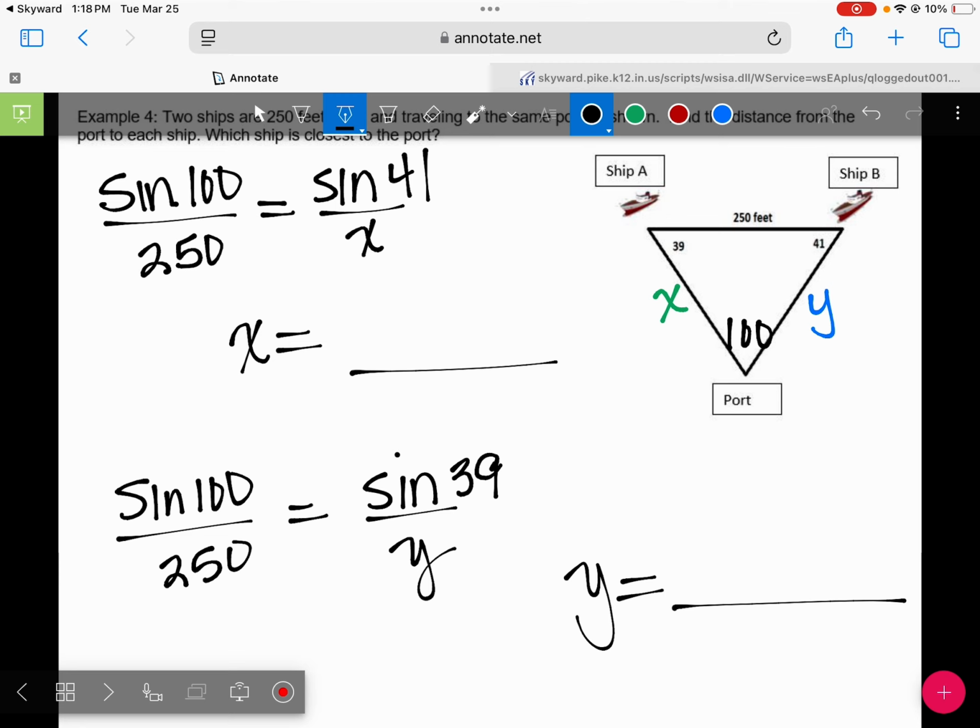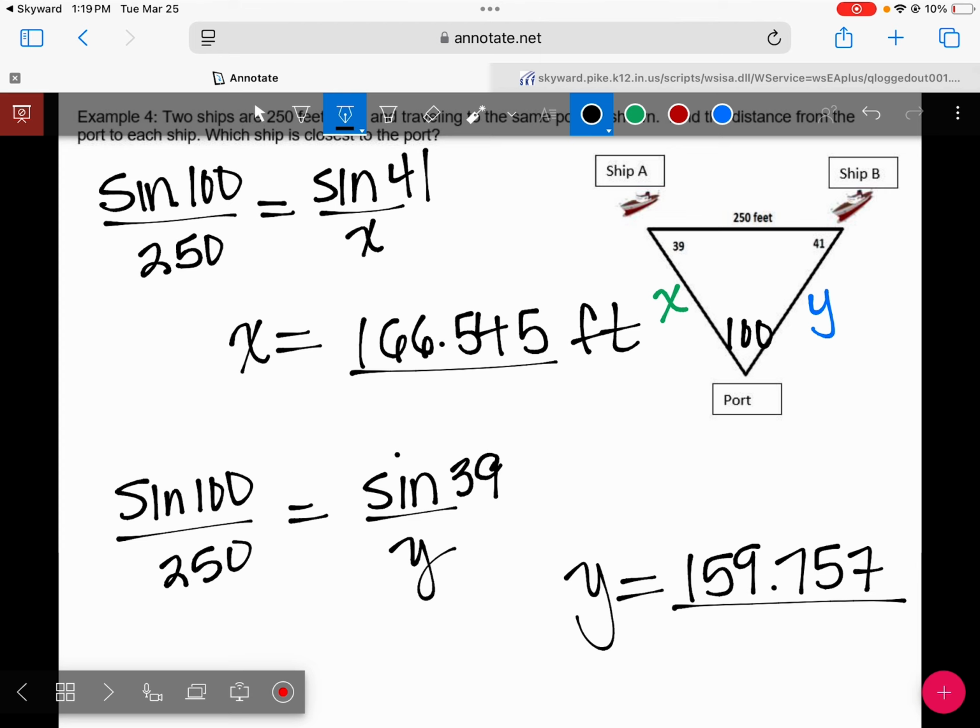Okay, so for little x, what did you all get? 166, about. Did it tell you where to round? Did it say thousands place? Yeah. Okay. So you got 166.545 for little x, and then for little y, did you get 159.757? Okay.